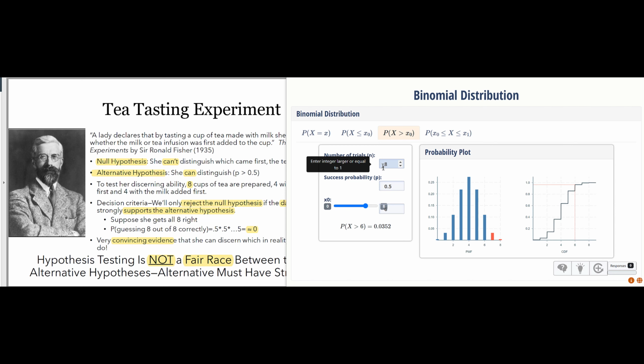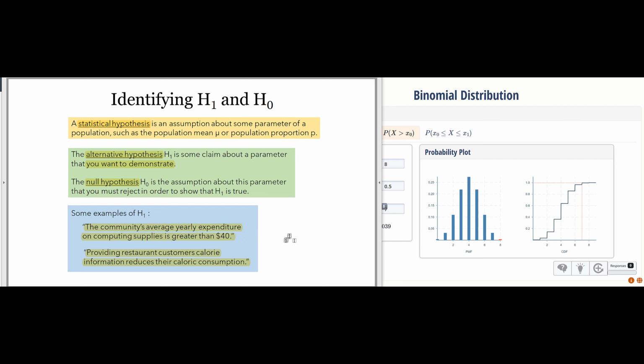All right, so here's just a couple of examples of alternative hypotheses. A community's average yearly spending on computer supplies is greater than $40 per household, let's say. Providing restaurant customers with calorie information reduces their consumption of calories. Okay, these are things that we might wish to demonstrate, that we might wish to prove. And so the null hypothesis is going to be the opposite thing. Now, the opposite of greater is going to be less than or equal, and the opposite of reduces is likewise going to be greater than or equal. Okay.